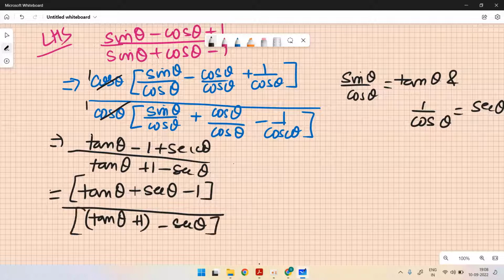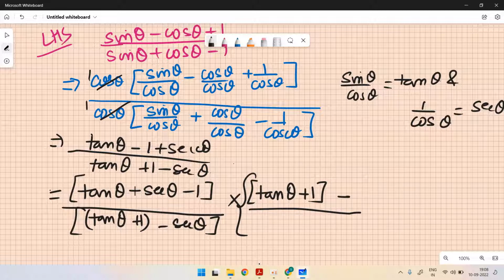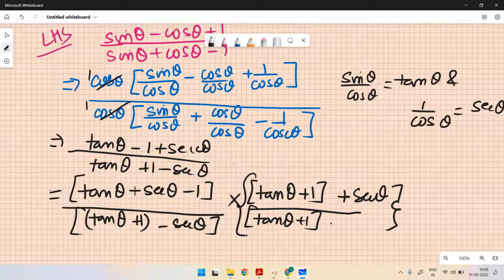Now if you see this, I will multiply and divide by the conjugate of this, tan theta plus 1 plus secant theta. Since I am multiplying the numerator, I will divide the same thing in the denominator. My main purpose is to get rid of this denominator.